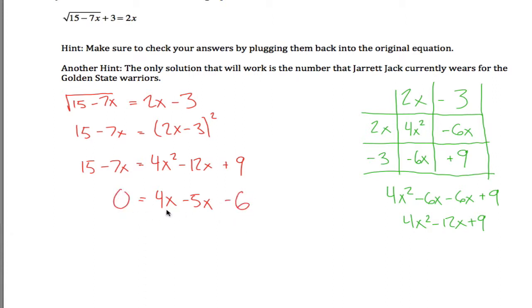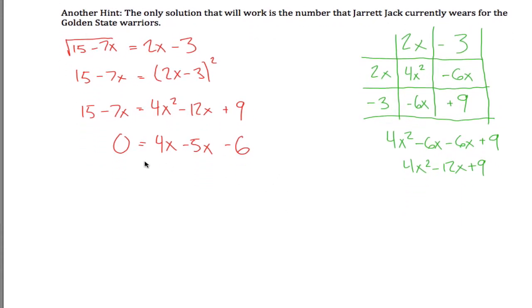And now what I have is 4x squared minus 5x minus 6, a quadratic equation, equal to 0. And you want it to be equal to 0 because the strategy we're going to use to solve these is factoring. And it only helps to have something factored if it's equal to 0. Something times something equals 0 gives you a lot of information. Something times something equals 15 minus 7x, for example, doesn't give you any information. So we don't want to factor until we have this set equal to 0.